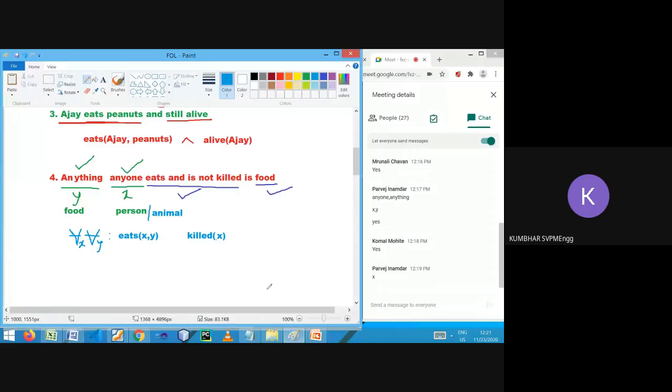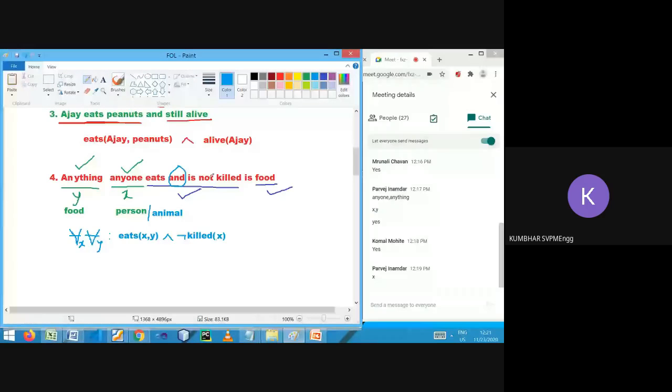I have to use a symbol for negation. That is not killed, this symbol. Yes, negate. And it is an and here. Eat and not kill are joined with and, so I will write and. So let me read again. All x, all y, such that x eats y and x is not killed. So anything everyone eats and is not killed is a food.